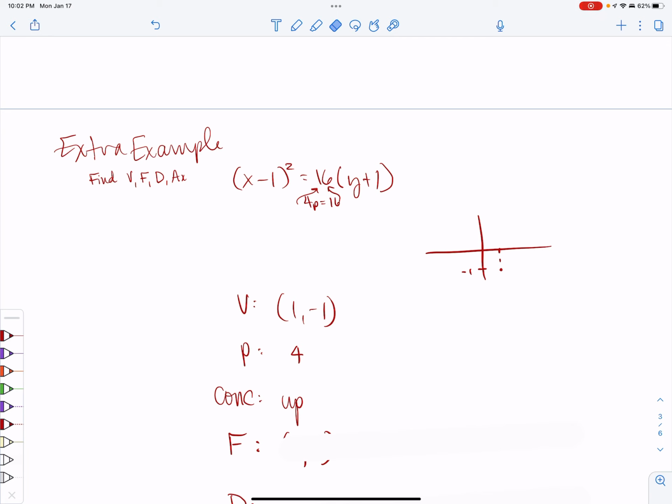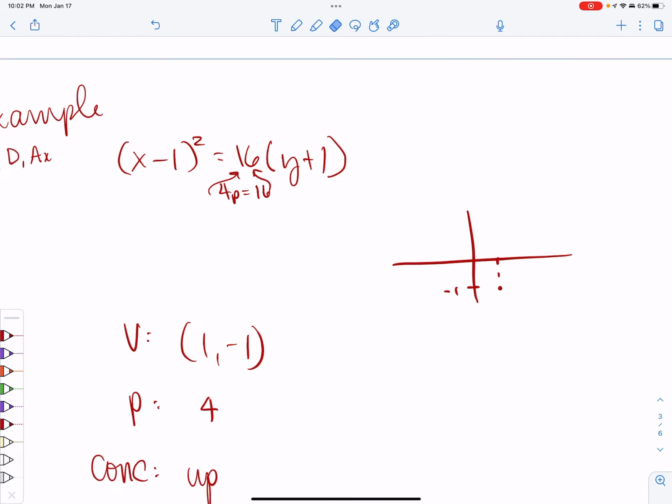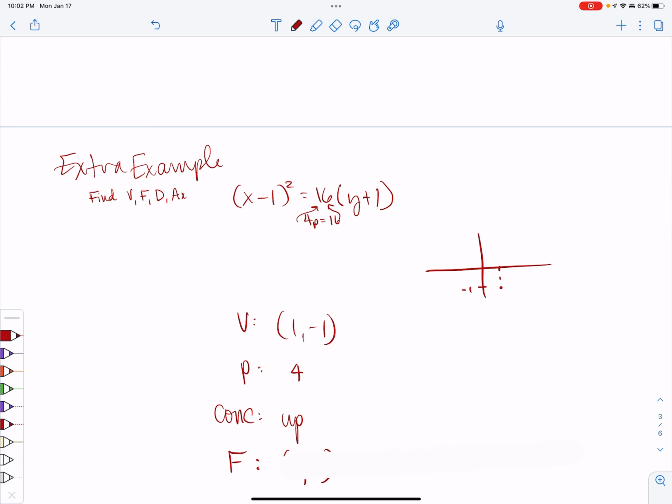Now, what you notice here is that I've drawn a picture that has the vertex on it. And my vertex is at 1, -1. I know that my parabola has to be concave up, so I'm just going to draw a little miniature showing me what direction my parabola is going to go in. So that means that my focus has to be going up, and it's going to be 4 units away from that vertex. So if you go 4 units up, then you will land at the coordinate 1, 3.